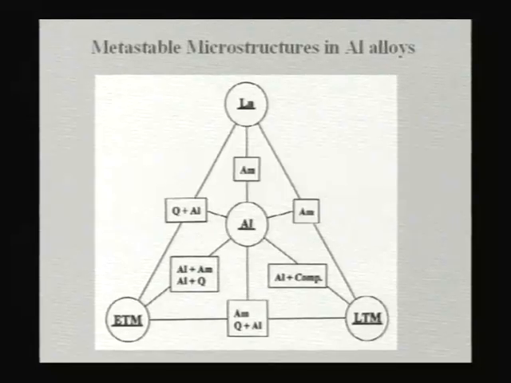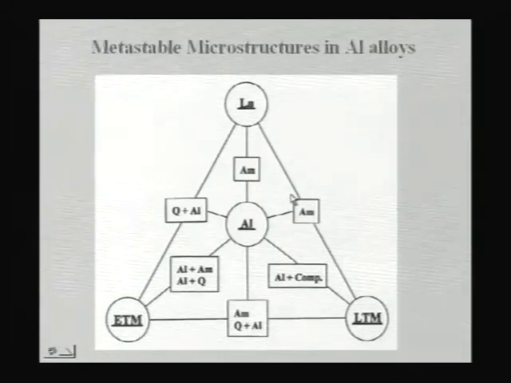Okay. So as a summary of this nano composite formation, you can see what kind of combinations give you what kind of microstructures. If you take aluminum, which is kept at the center, and you have lanthanides here, which are nothing but the rare earths, and early transition metals and late transition metals. If you take the aluminum and combine it with the late transition metals, if you have only a binary of these two, you end up in aluminum plus compounds.